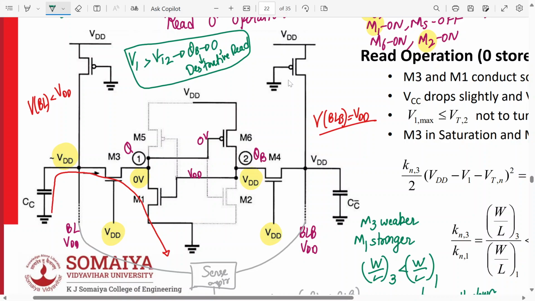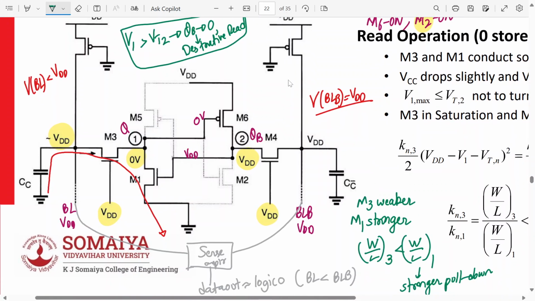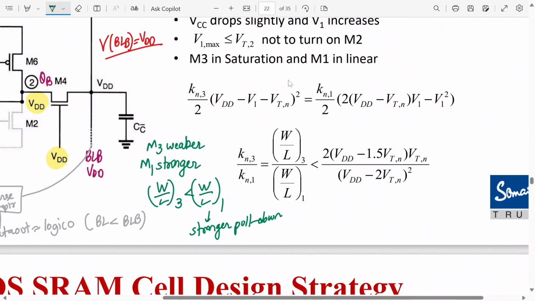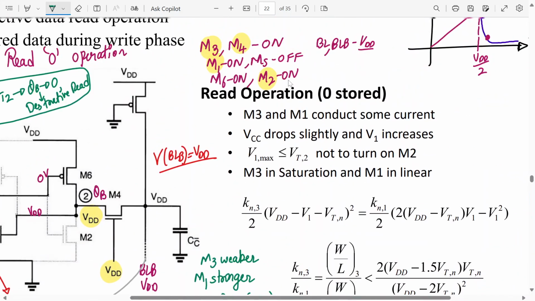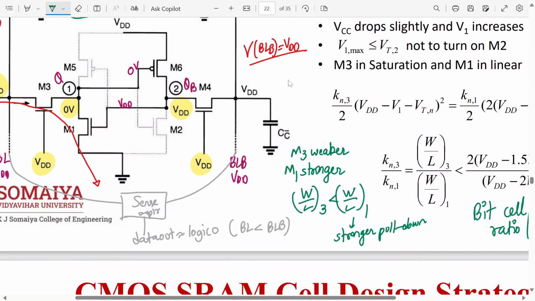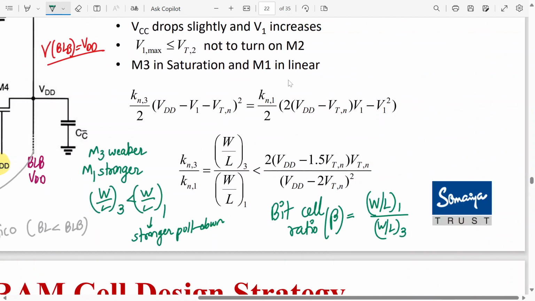All right, so basically this is what it means. Then there is something called the bit cell ratio. We can write it down. It is called beta. It should be W by L of 1 divided by W by L of 3. For the other transistor also you can write W by L of 4 upon W by L of 6, but leave that, this is what the ratio should be.